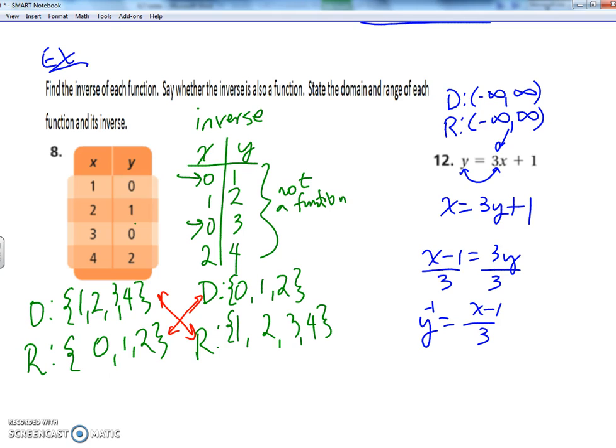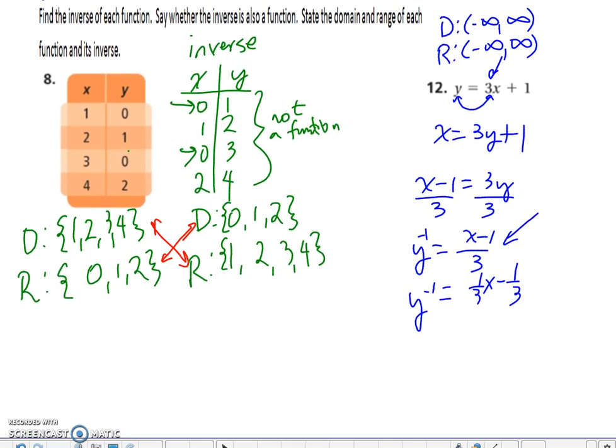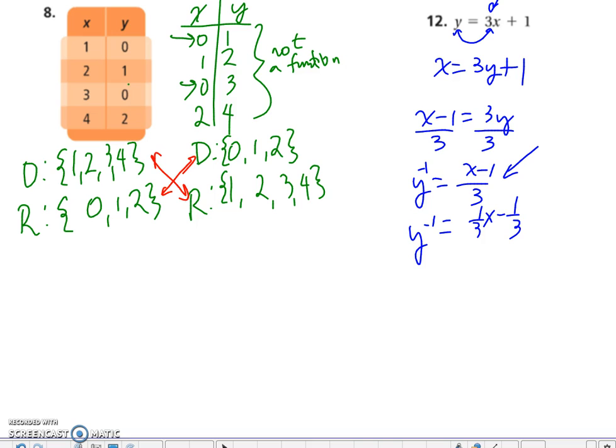Well, again, if you look at this one in slope-intercept form, wouldn't this just be 1/3 x minus 1/3? So again, there are no x's in the denominator, there are no x's inside of an even radical, so I know that the domain of this would be negative infinity to positive infinity. So if you think about it, did my domain and range of the original function actually switch places? Absolutely.